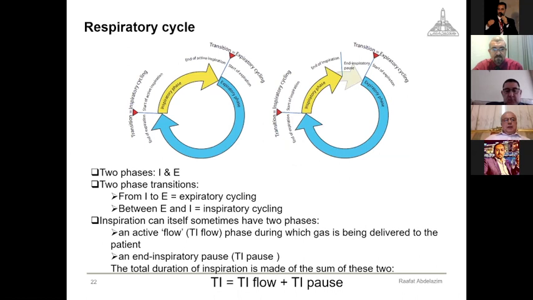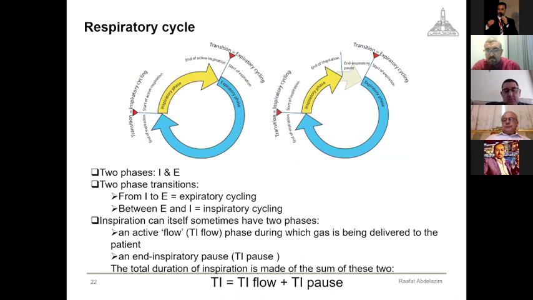The respiratory cycle is presented by these two arrows making a circle on the left side. The yellow one is the inspiration and the blue one is the expiration. And the vertical lines are the cycling times. Look at the circle on the right side.